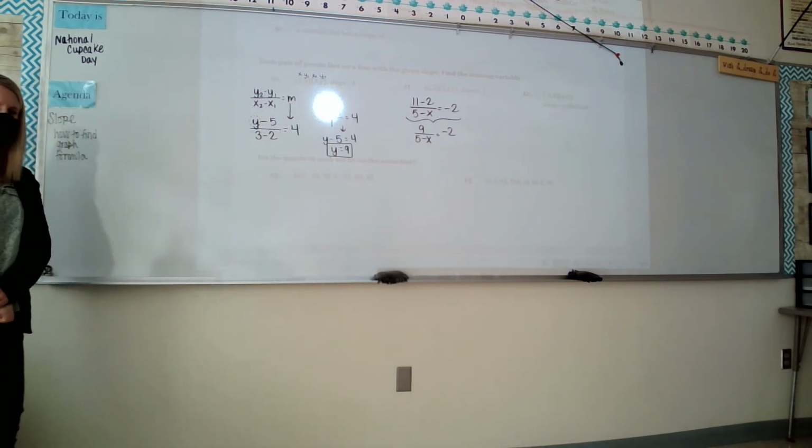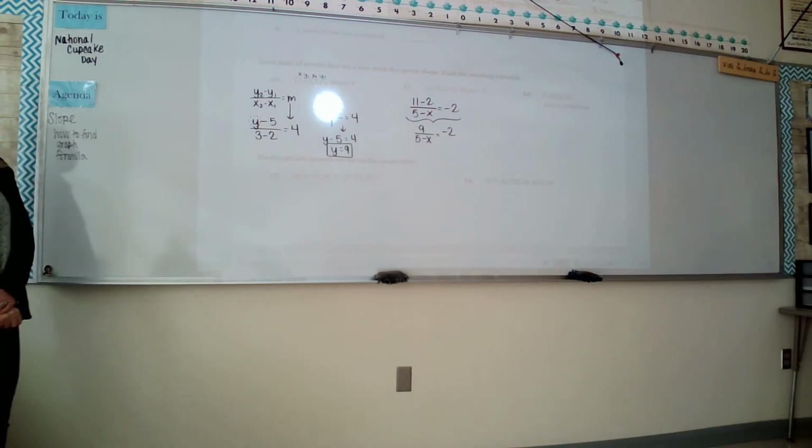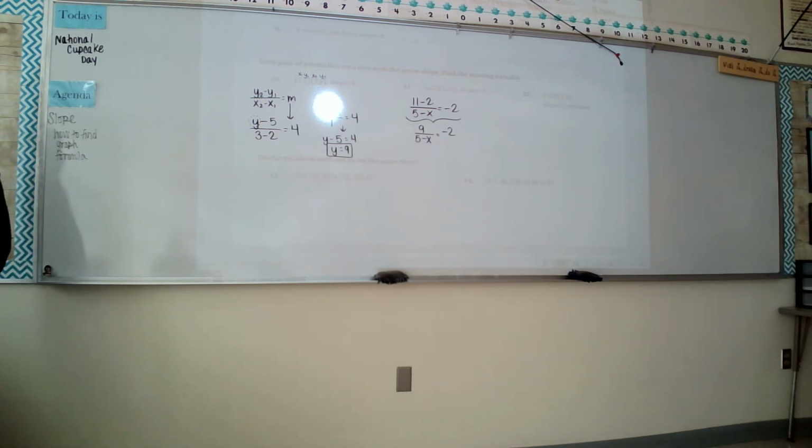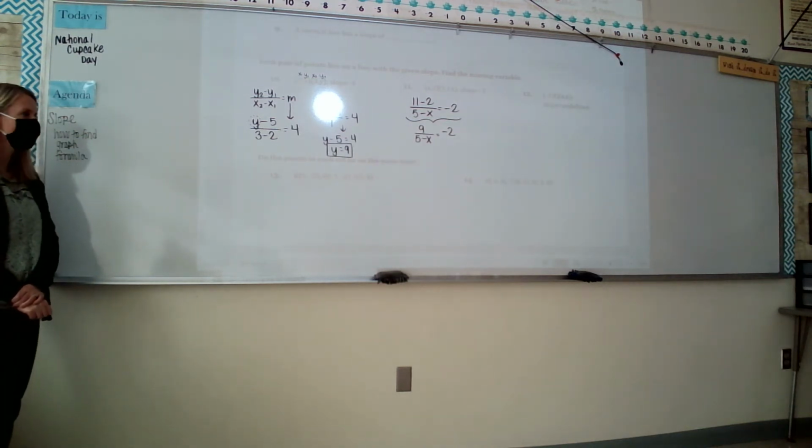I'm going to stop here. I'll give you a second if you're catching up. I have the equation 9 over 5 minus x equals -2. Does anyone have an idea of how I could solve that equation, Christian? Multiply by what? 9? No, you can't multiply by 9 because 9's in the numerator. Good guess though. Yes, 5? No, multiplying by 5 isn't going to help you either. Anyone else have an idea?